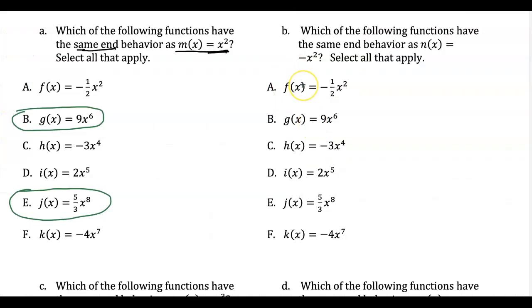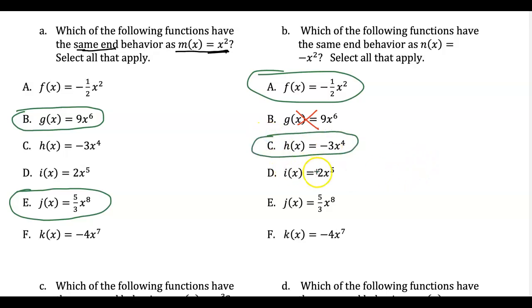So now in part B, we can do a similar analysis, right? So we have a negative x squared. So we're going to look for even powers that have a negative in front of them. You can see this has a negative coefficient and it's an even power. There you have it. This has a positive coefficient and even power, so this is not going to work. Negative coefficient and even power. That's good. This is an odd power, not going to work.